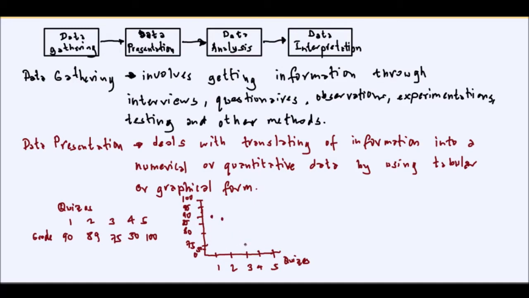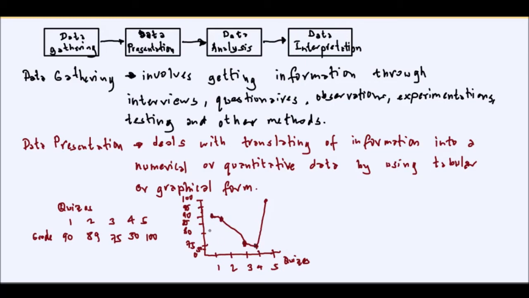So here, just align that one. Then we have for this 50, so here, and for quiz number 5 is 100. So here, if you are going to create a line on that one, this will be the line graph. So you could interpret this one directly.